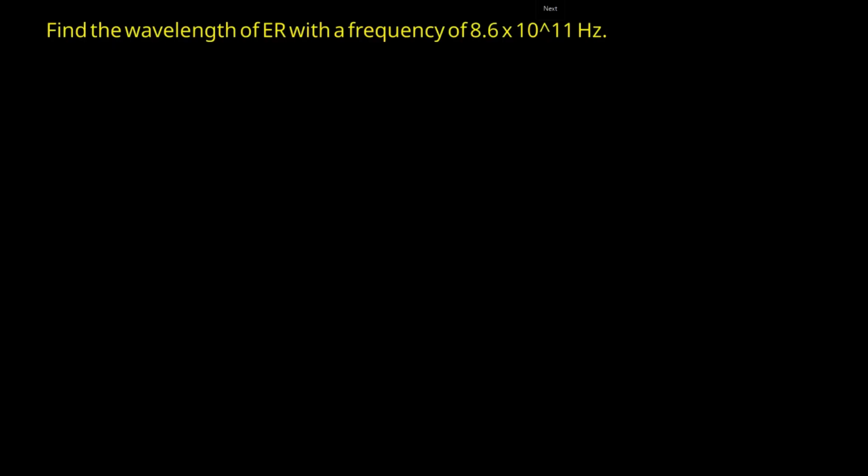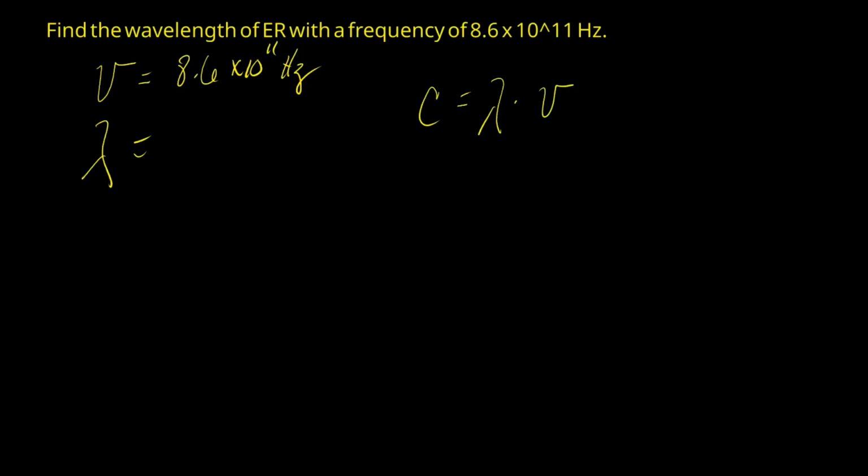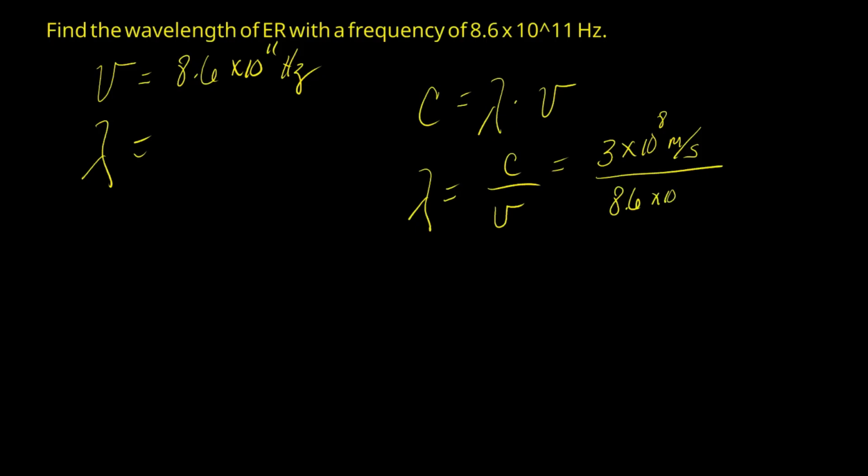In the next problem, find the wavelength of electromagnetic radiation with a frequency of 8.6 times 10 to the 11th hertz. So again, we're going to use this formula. Speed of light is equal to wavelength times the frequency. So the wavelength is equal to speed of light divided by the frequency. Okay, that will give us something like 3.49 times 10 to the negative fourth meters.